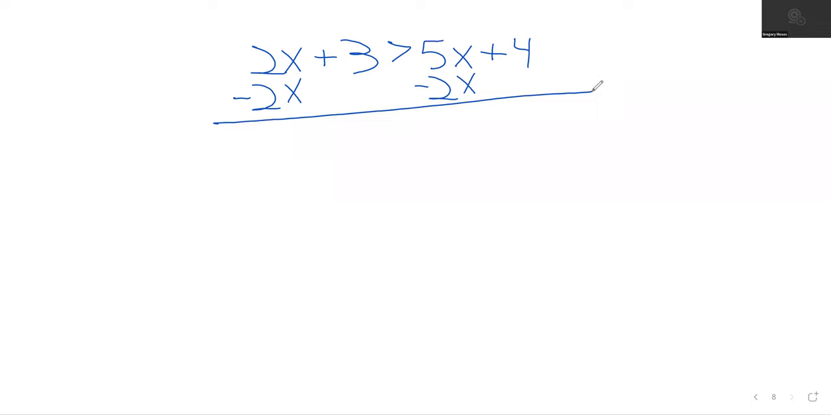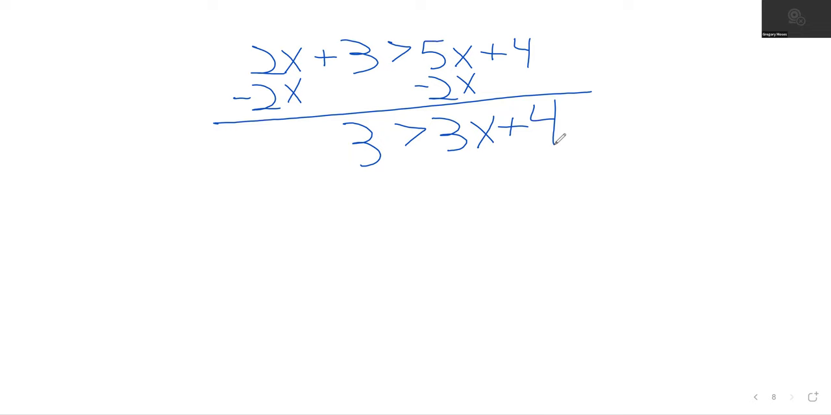2x plus 3 is greater than 5x plus 4. And I've said that we're going to bring our x's over to the right. Maybe that's a little cryptic. What do I mean by that? Well, we can add or subtract the same thing from both sides of an inequality. And if we subtract away those 2x's, then voila, just as I want it to happen, now our x's are all on the right-hand side of that inequality.